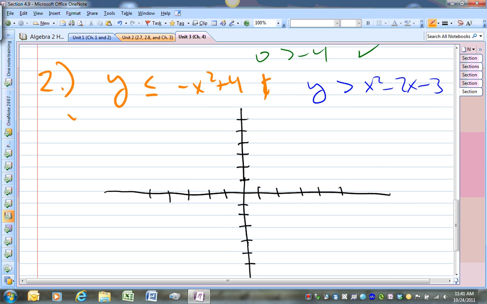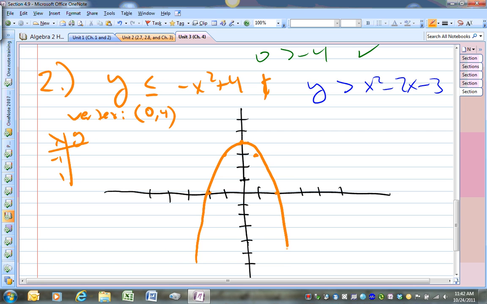Okay, for this one, the vertex, if you work it out, I think by now you guys should know how to do this, will be 0, 4. It's going to open down. If you make a quick table, plug in negative 1 and 1, you should get positive 3 for each case, and it's solid. And I believe it crosses the x-axis at negative 2 and 2. So that's the first parabola.